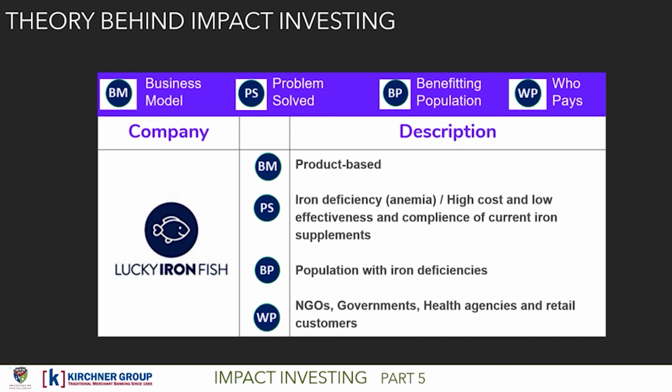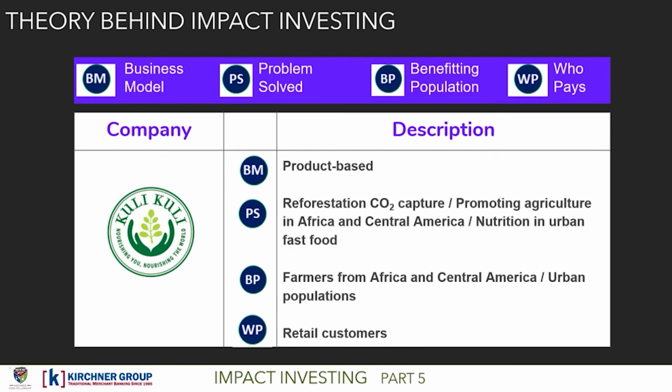This project is also helping other stakeholders. For example, the fish are produced in Cambodia with local materials and workforce. Another great project that has already received some investing is called Kuli Kuli. They sell products based on moringa, a plant that has a lot of nutritional properties. Their business model is product-based, since that's what they are selling.